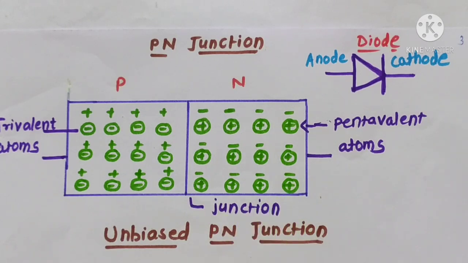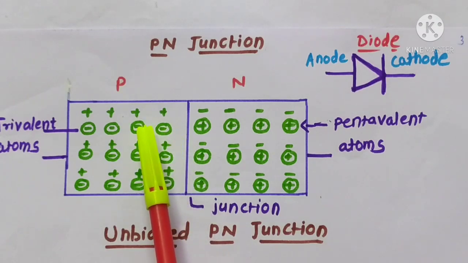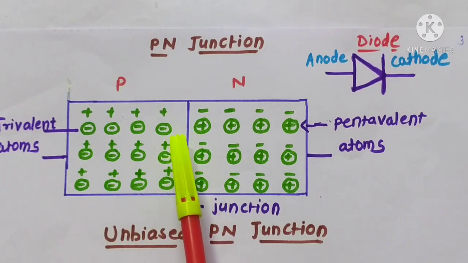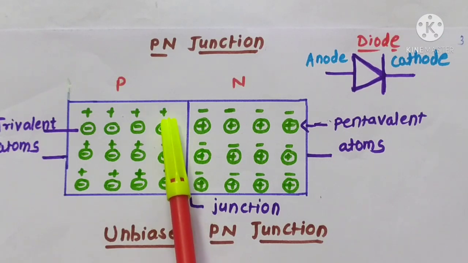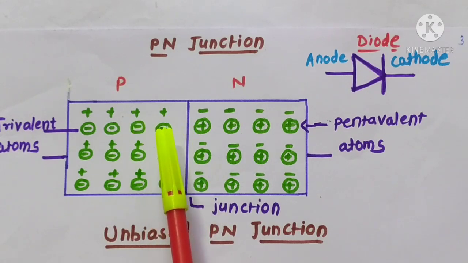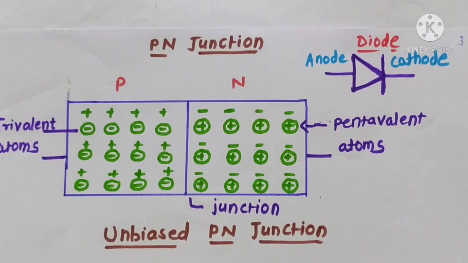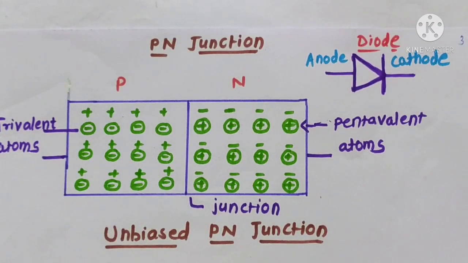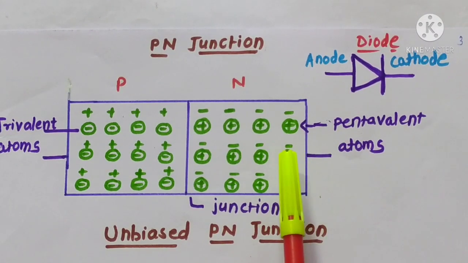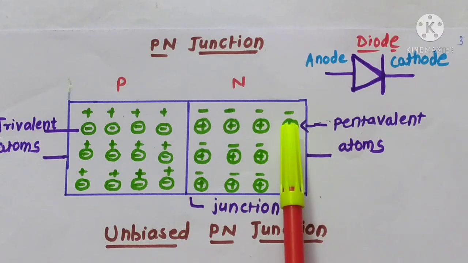Okay students, now in this diagram you can see this p side. In this p side there are circled negative signs, and the circled negative signs represent trivalent atoms, while the positive signs represent holes. In the same way, in the n side, the circled positive atoms represent pentavalent atoms, and each minus sign represents a free electron.